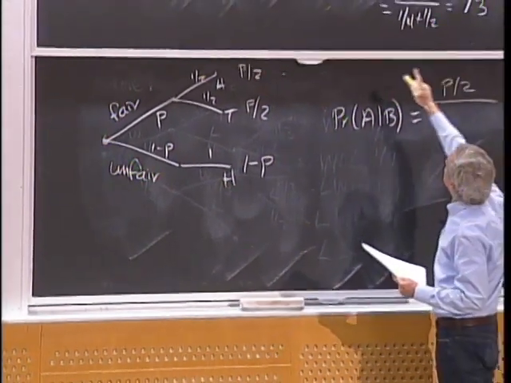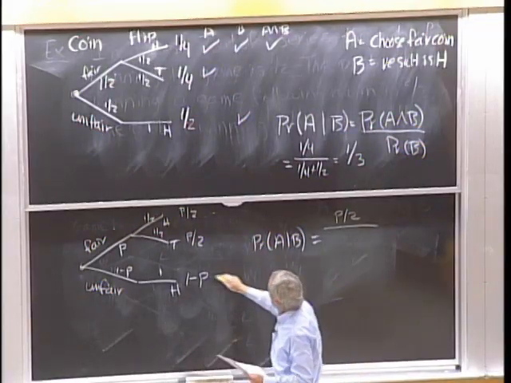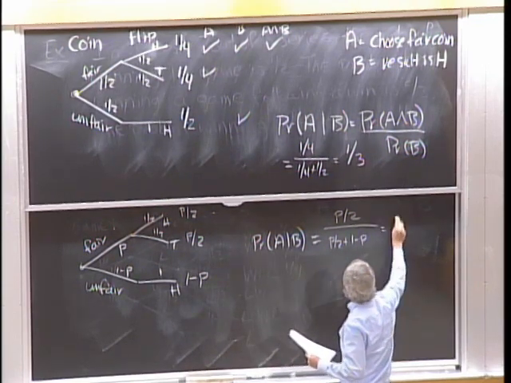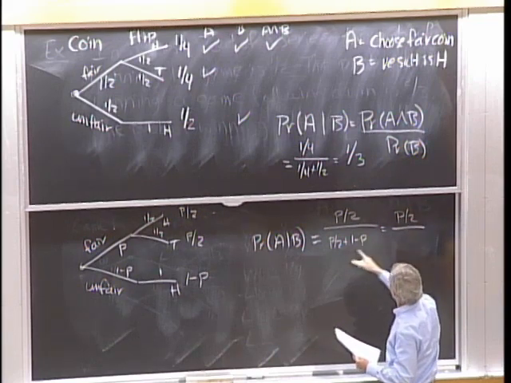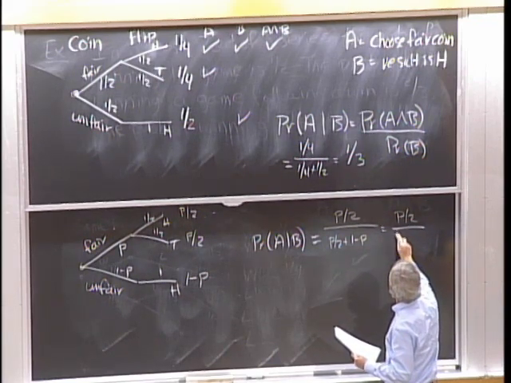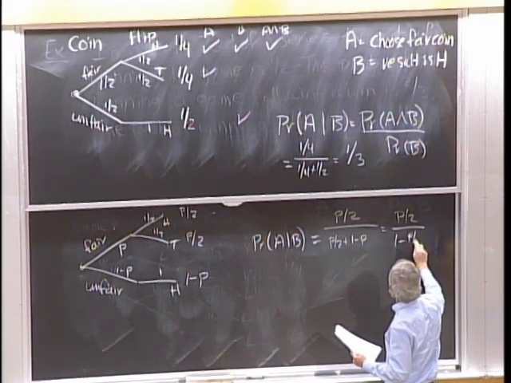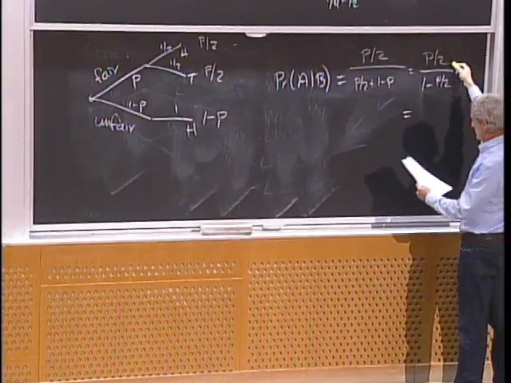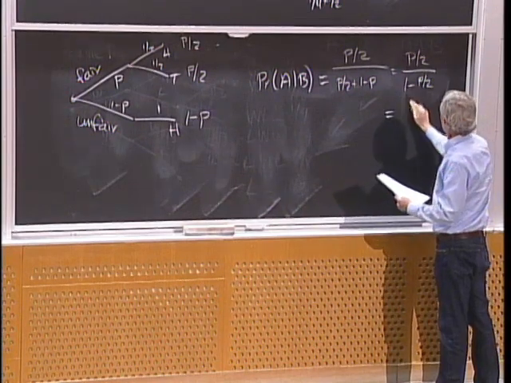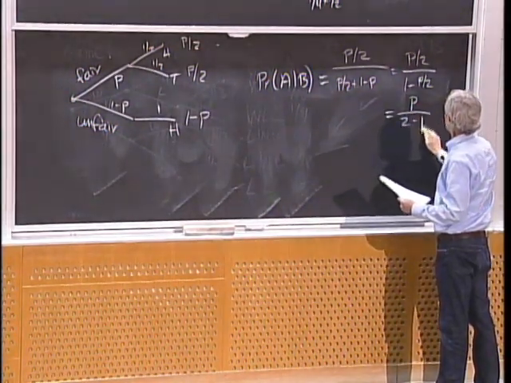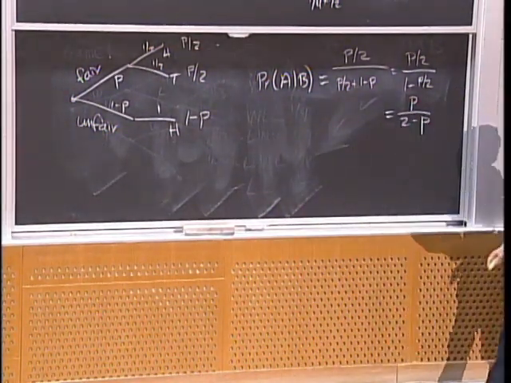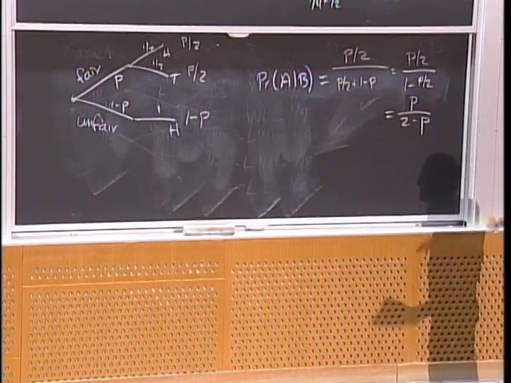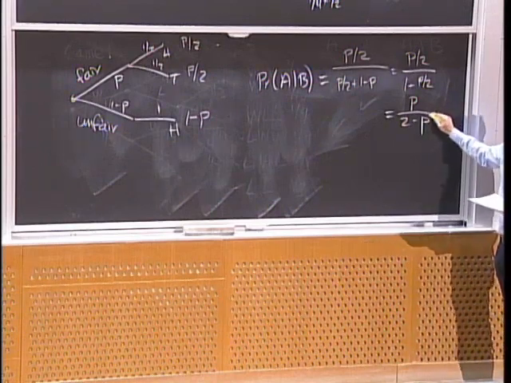And the probability of B is p over 2 plus 1 minus p. That's p over 2 at top, (1 minus p) over 2 at the bottom. And I'll multiply top and bottom by 2 here, and I get p over 2 minus p. So the probability with which I picked the coin to start with impacts the answer here.